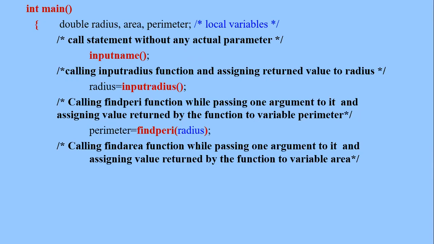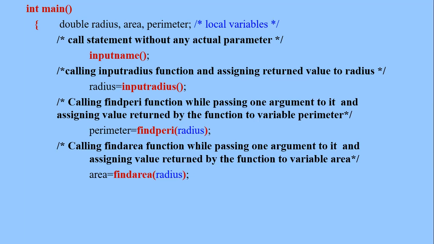Then from there, we have this other function called find_area, which is passing one argument, and that function which is being called will return a value. So here we have a function called find_area. This function is going to be sent one argument, or actual parameter, called radius.